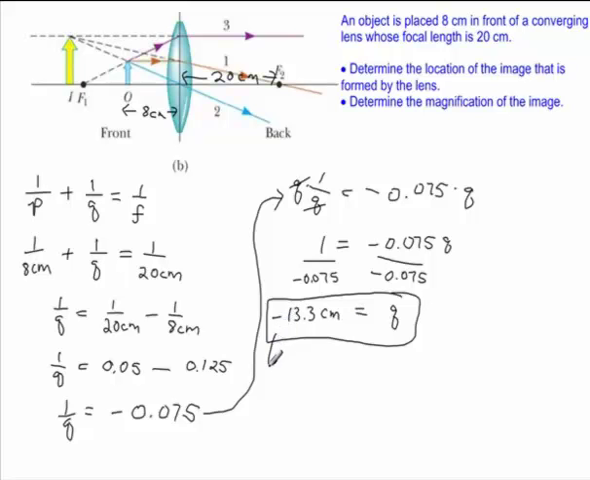So we're getting an image distance which is negative. So what does the negative sign mean? So the negative here means that our image is virtual, and it's on the same side as the object.